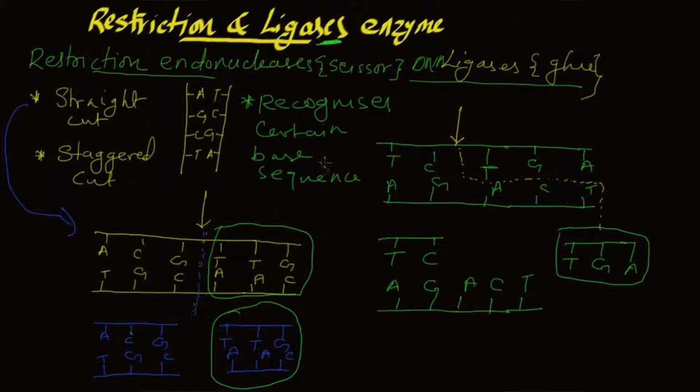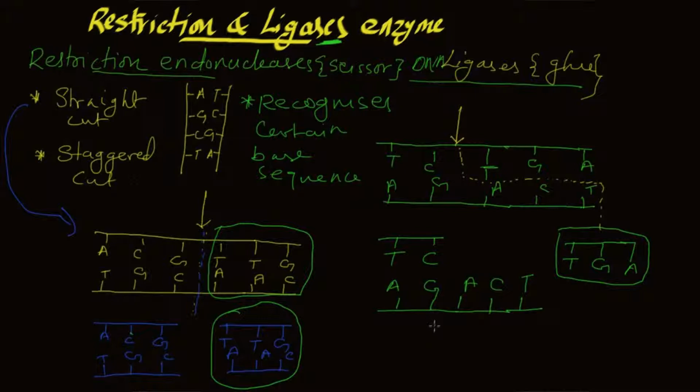Now you have to select what kind of base you need and select the right restriction endonuclease enzyme. And the work of ligase is just to take the base sequence and stick it into the plasmid of a bacteria. Let me show you a bit.